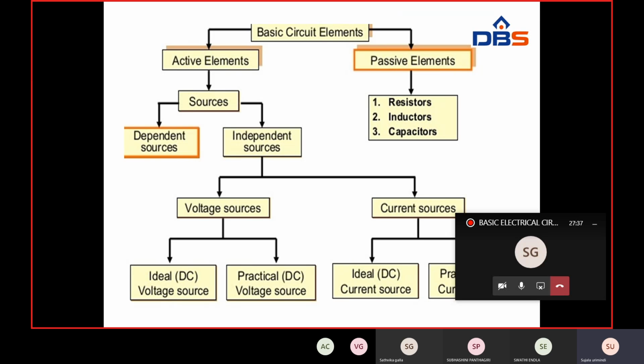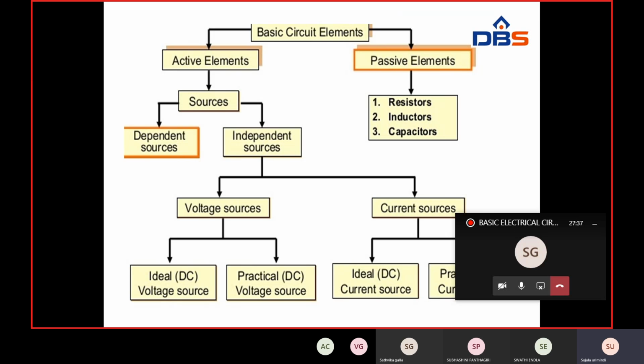Next is the current source. Whatever the voltage is, the current is maintained constant. Under this there are the ideal current source and the practical current source. In a current source, the resistance is always in parallel combination. For the ideal current source we neglect that resistance value, so the current stays constant. In the practical current source, we cannot neglect that resistance, and due to it there is a drop.